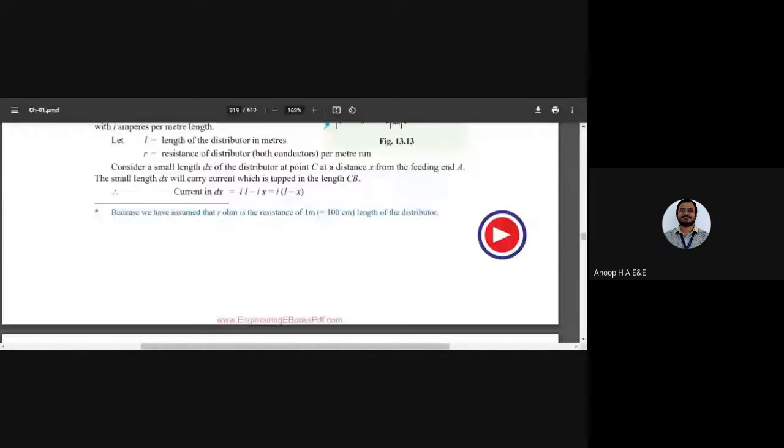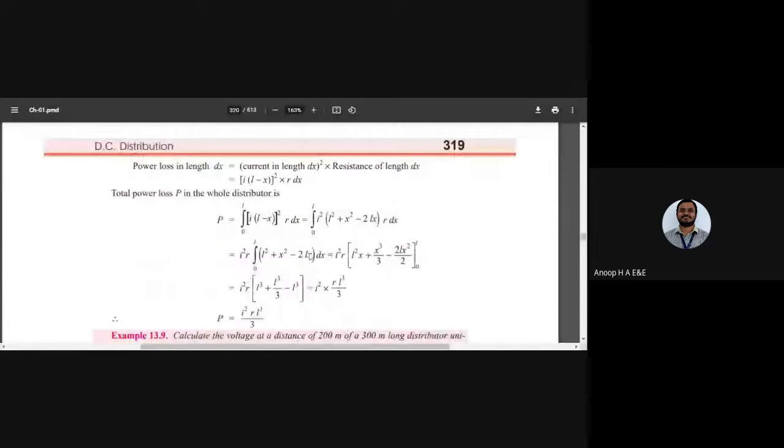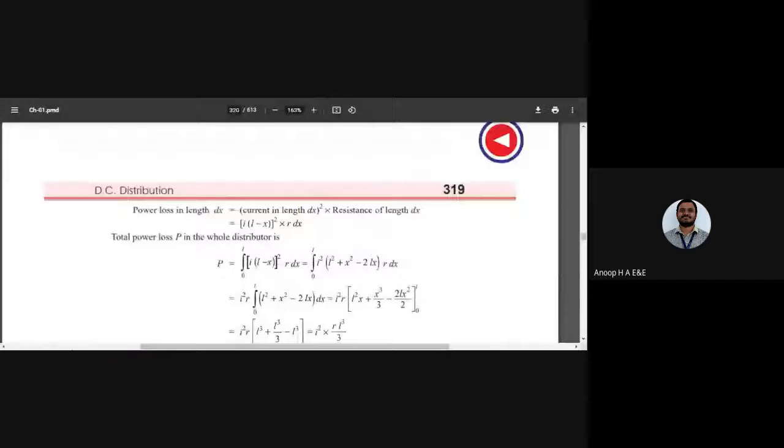This is a small derivation similar to that. You can go through it. It would be more or less the same way. And here you have the power loss. The power loss has to be explained here. It is quite simple.